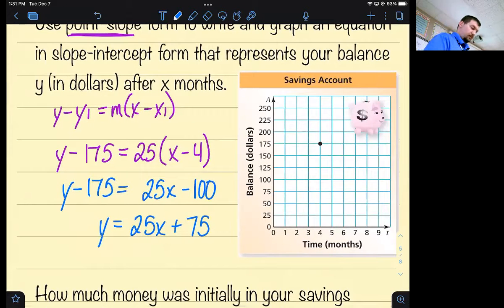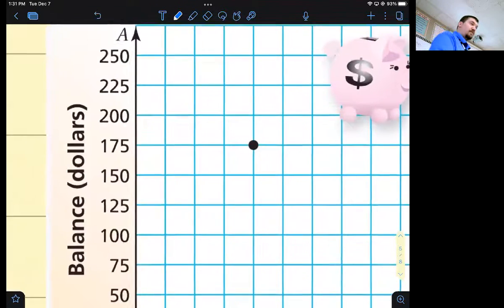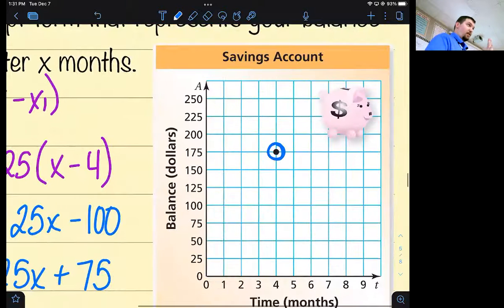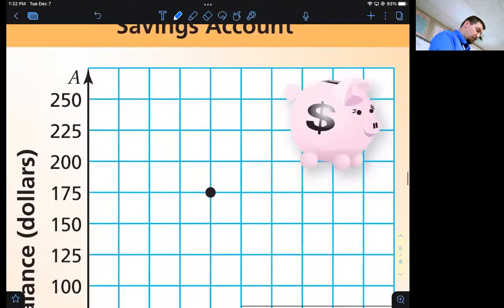Now I graph. Now that black point that they put right there, that is the same point that we used to write our point slope equation. They said in 4 months, we already had $175. That information was given to us. They also said that our slope was 25. So I actually could have graphed this without the equation, but I was supposed to write the equation as well. So I needed to do both. If I graph it without the equation, it did say I was saving $25 a month. So in 1 month, I'm going to have $25 more dollars next month, and so on and so forth.